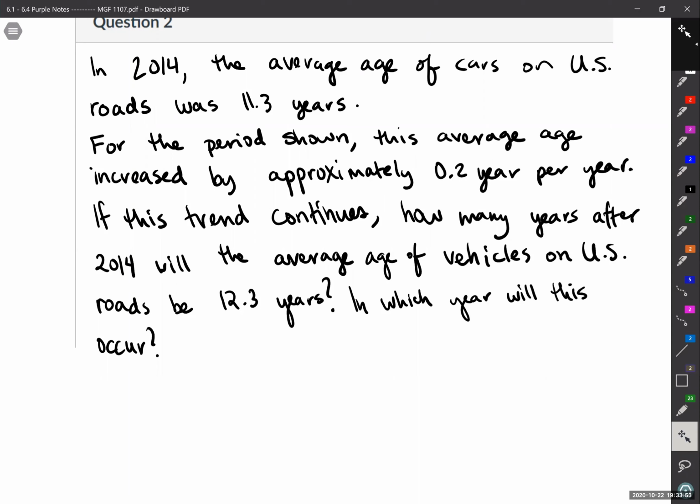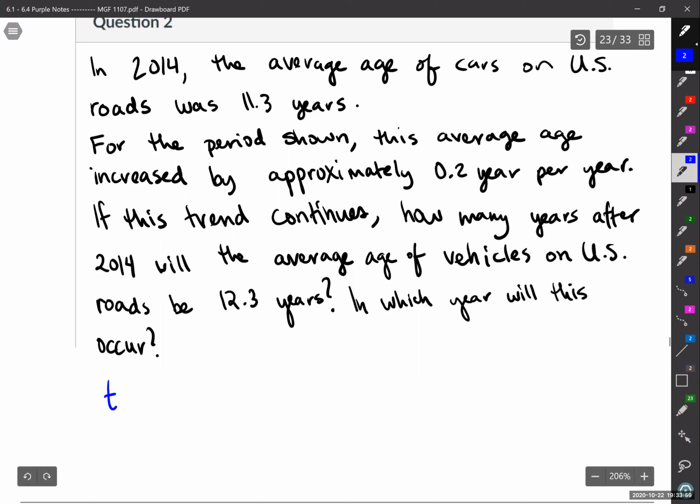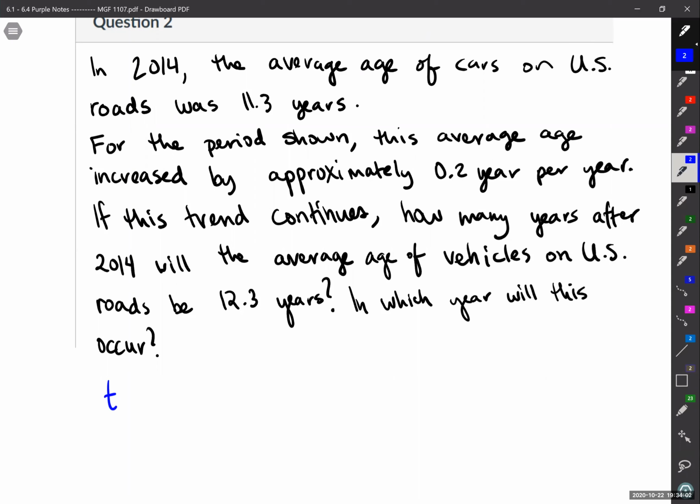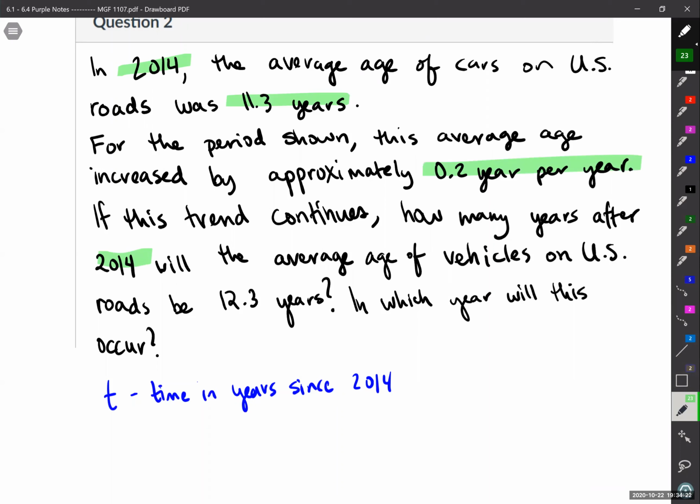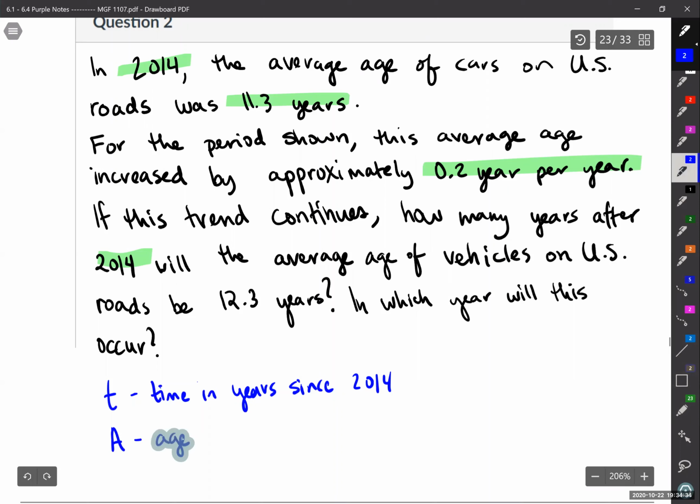Now I'm going to write that out and I'm going to give them variable names. I'm going to let T, and you can choose any letters you want. I prefer to choose letters that remind me of what it's representing. T is the time in years since 2014. Why do I say 2014? Because everything that I was given was referenced to 2014. Because it said at 2014, this was the average year. At 2014, this is how it was growing. Everything is in reference to 2014. And then let's say A for age of car, or average age of car.